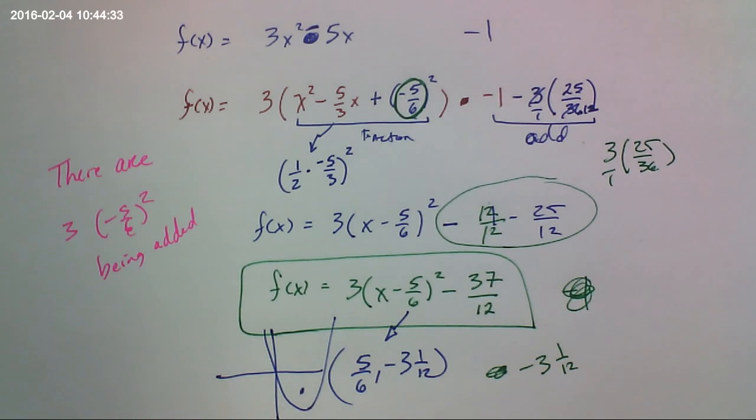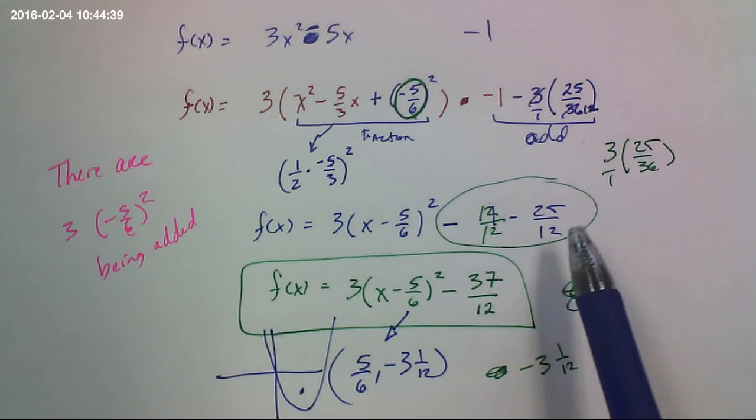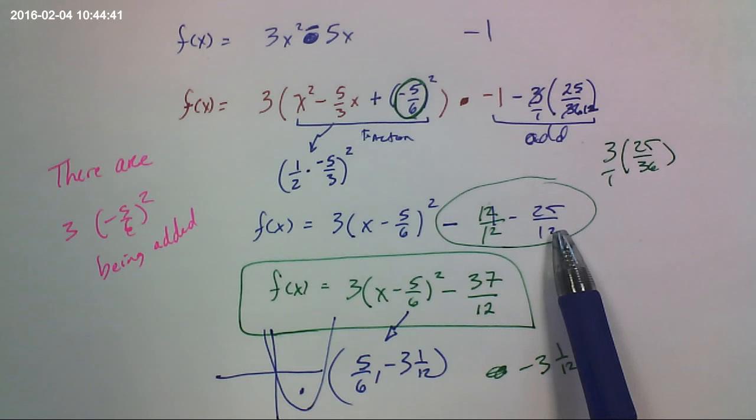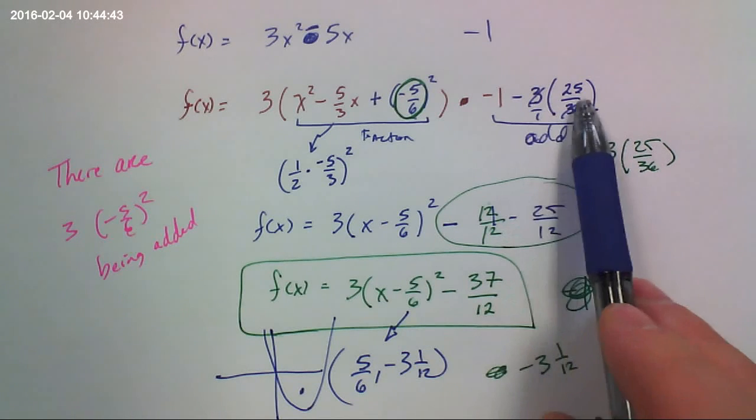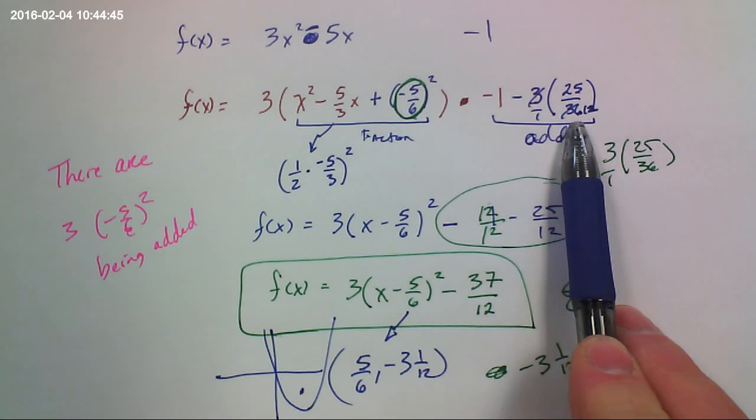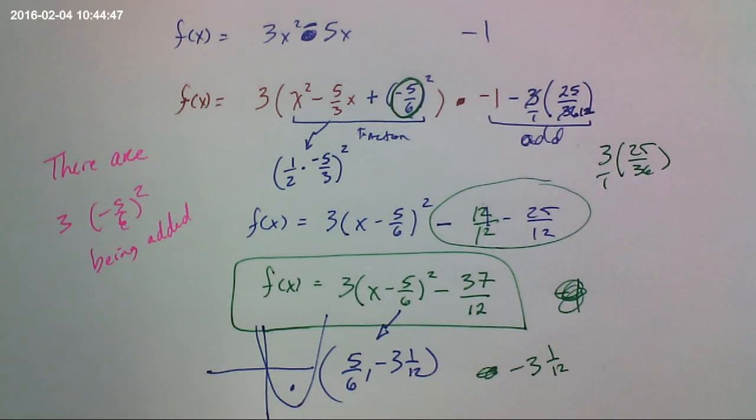Yes, Daniel. Where did you get the denominator as 12? This 12? Because this was 3 times 25 over 36, and you have to reduce. 3 goes into 36 12 times. Oh. Okay, practice time.